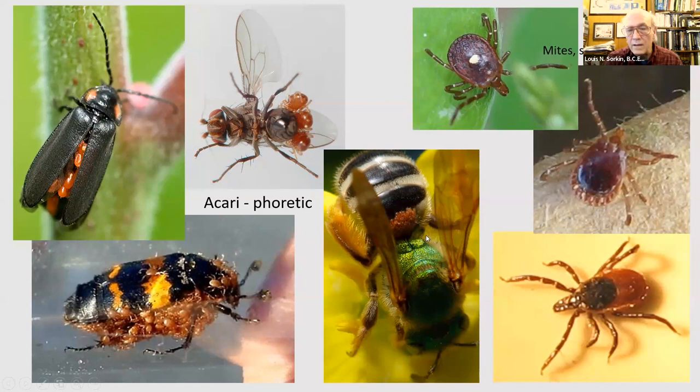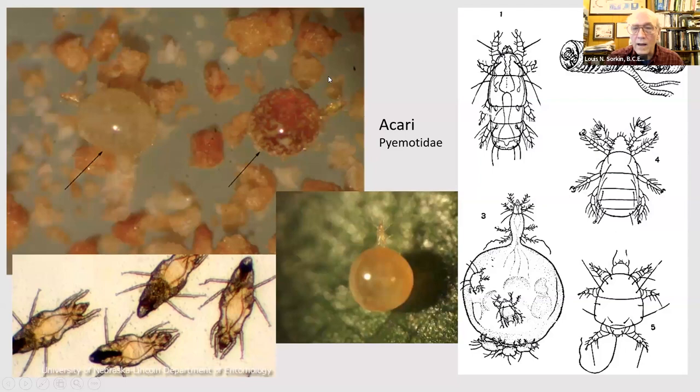And this halictid bee has an acarium on its abdomen in which the mites stay, and they're carried, and it's a solitary bee. It goes to its nest area in the ground and carries mites from one cell to another, that way. And these are also phoretic on this fly. And these pyemotid mites can be on insects and on stored product pests too, and they will bite people. You can see the enlarged abdomen of the female here.